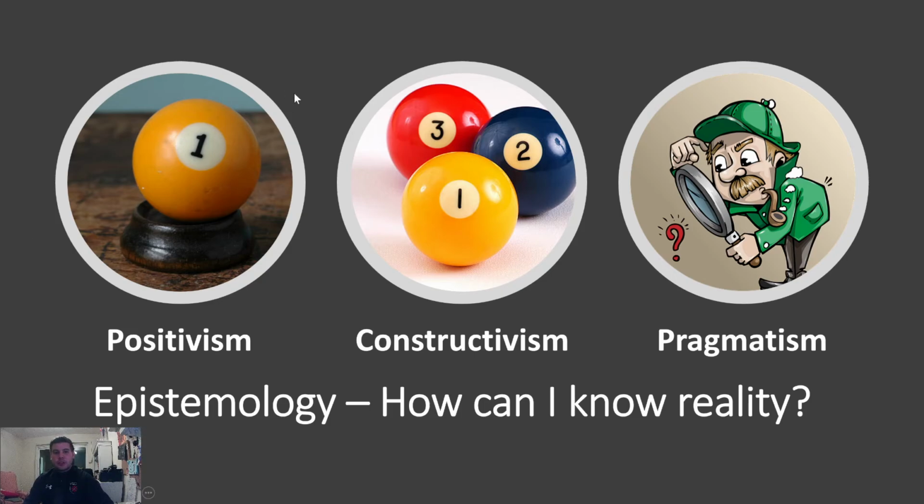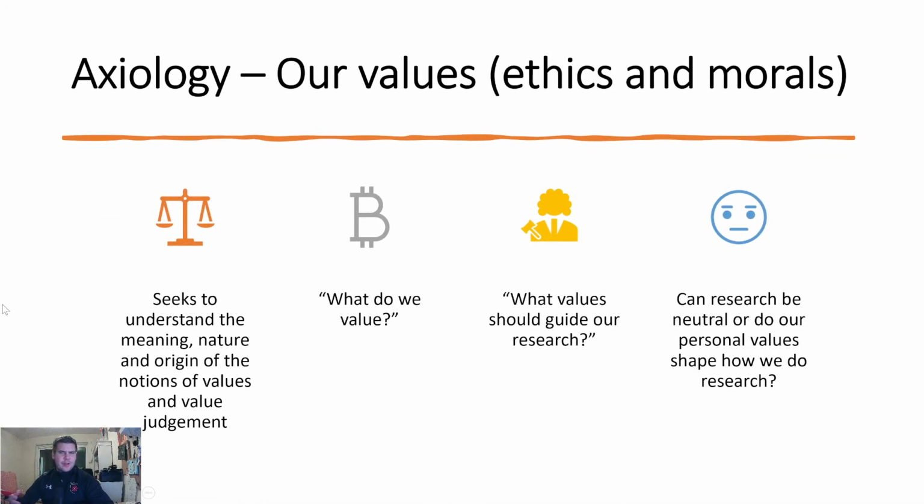And in terms of axiology, axiology is our values, and I guess that links to ethics and morals and what we believe is right and wrong in terms of the way we behave and the way we conduct ourselves. But essentially, with axiology, it's seeking to understand the meaning, the nature, and the origin of the notions of value or our values and value judgment. So a few questions we might think about. What do we value? What are our own personal values? What value should guide our research? So we've got some personal values and we're going to use them to guide our research.